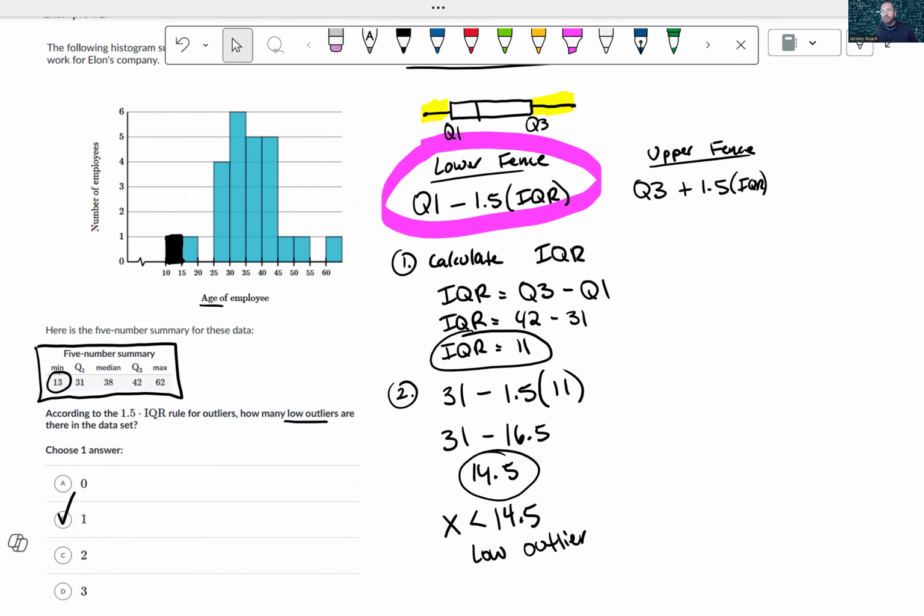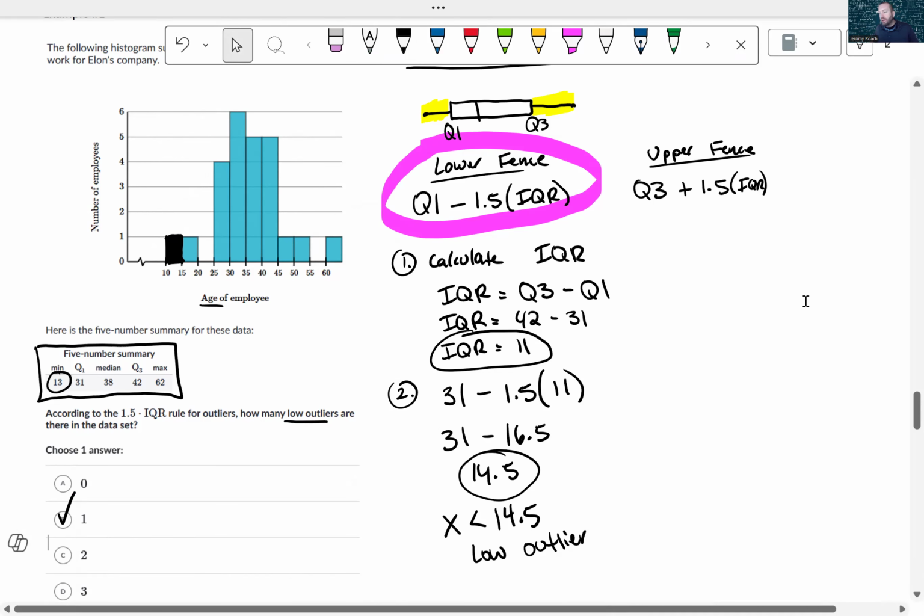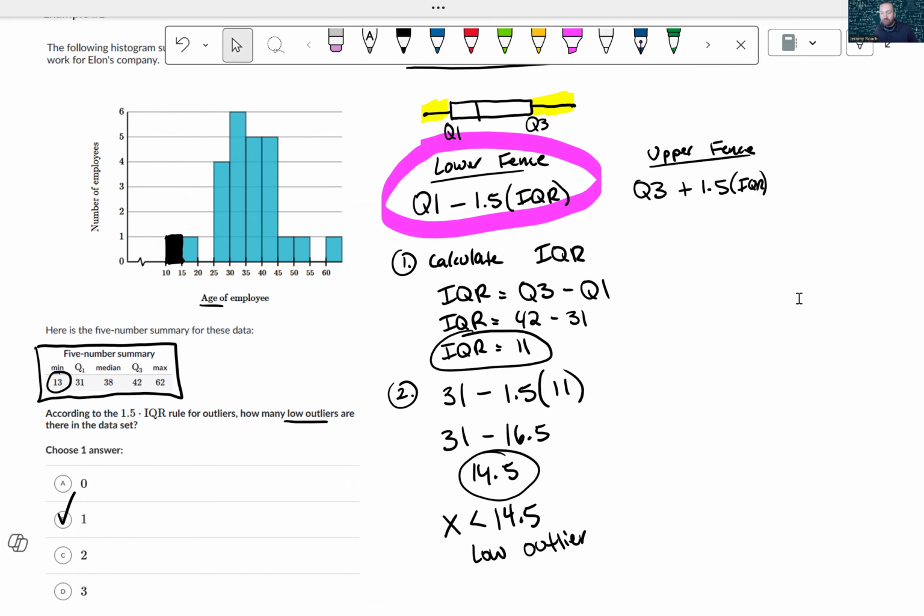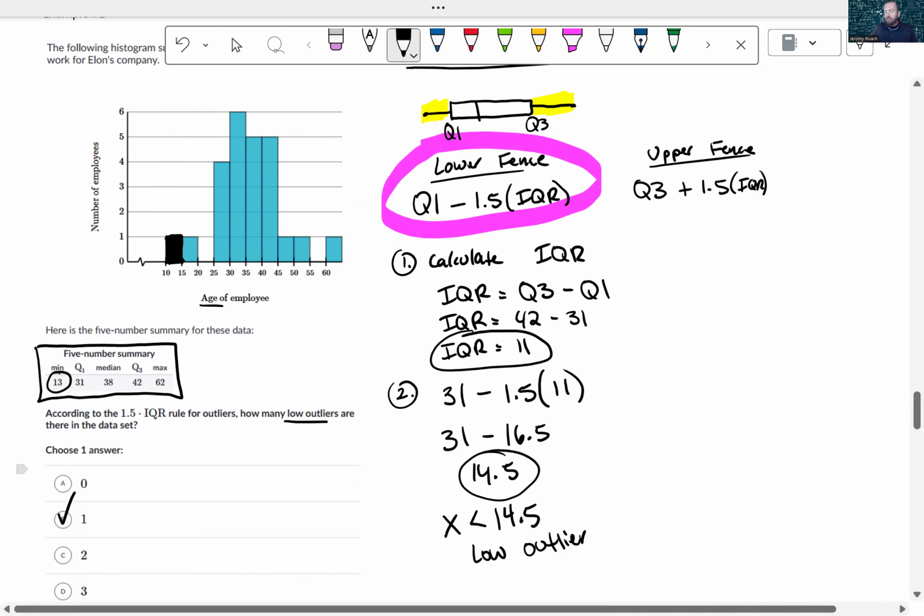Okay, that was, I think, one of the tougher examples, but I think it's good that we've gone over the formula for both lower and upper fence. And then I like starting with this example because we're checking the histogram and the 5-number summary, and we're making sense of it all together.